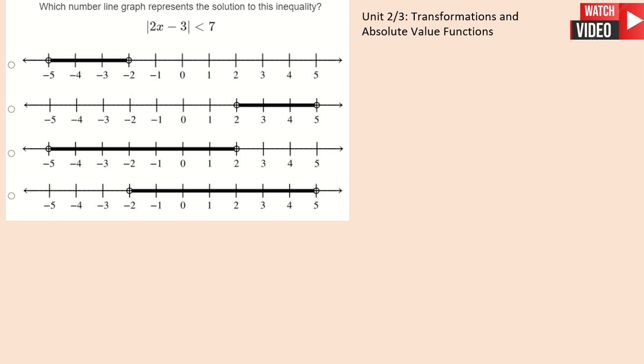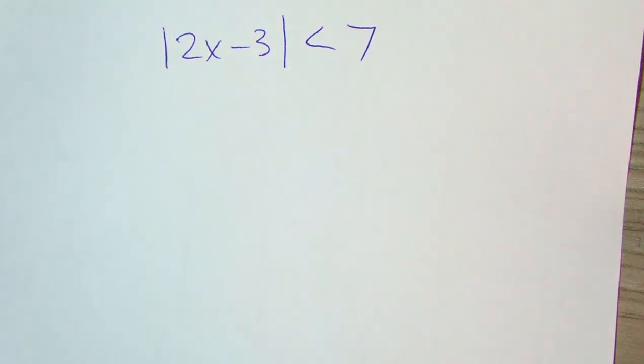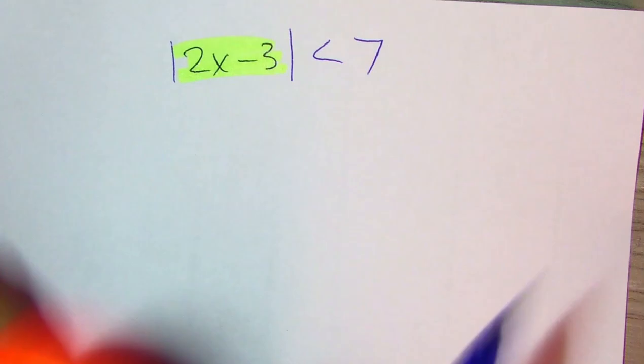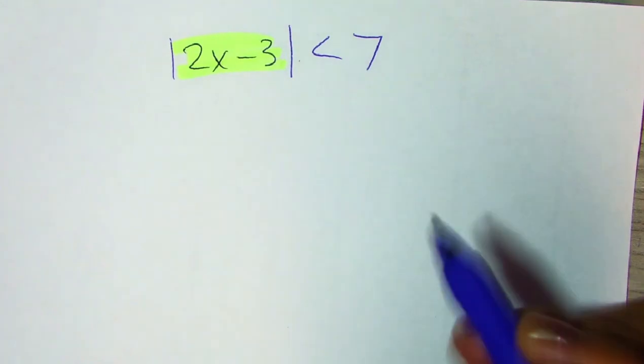In this video, I'm going to show how to solve the absolute value inequality and then also how it's represented in a graph or number line. Similar to solving equations, we're going to make sure that the absolute value is isolated. There's nothing in the front or at the end of this absolute value, which there isn't.